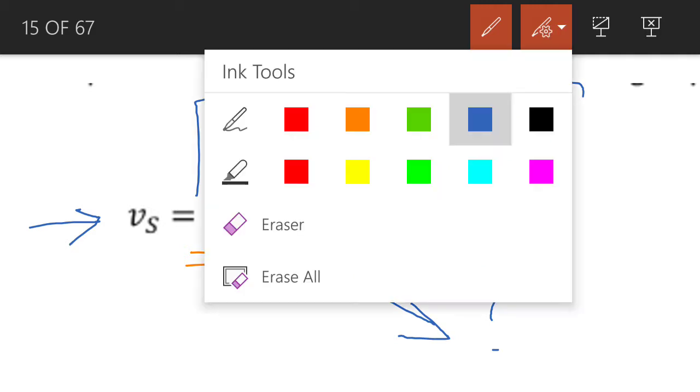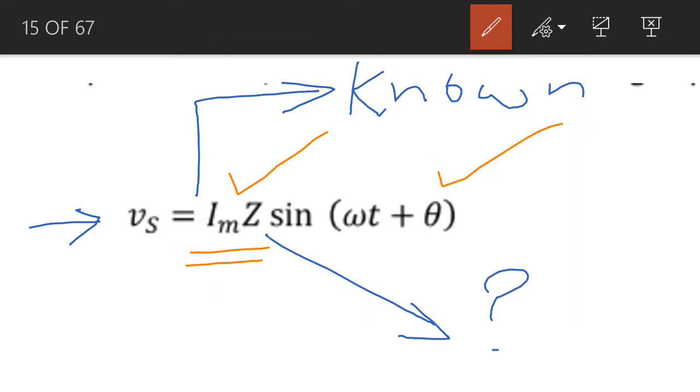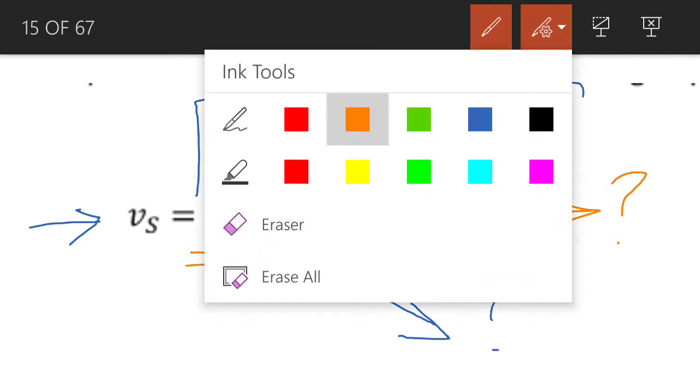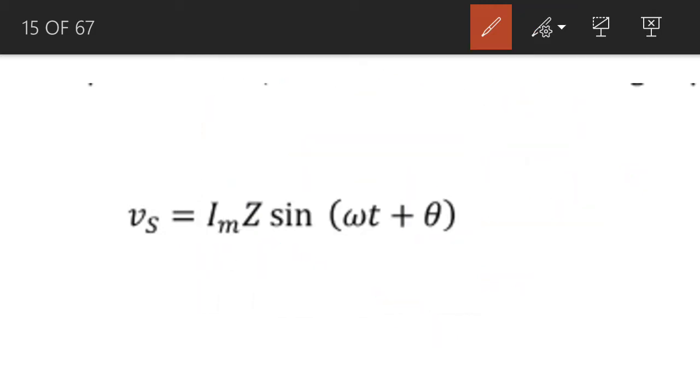Similarly, theta is unknown. We don't know the phase angle of this source voltage so far. So what we need to do is find out the impedance of the series circuit and the phase angle of this AC voltage. All right. So let us focus on these two things.